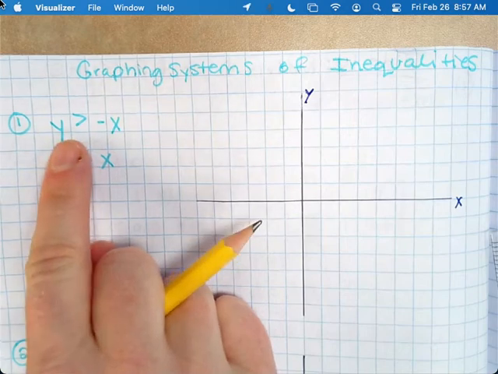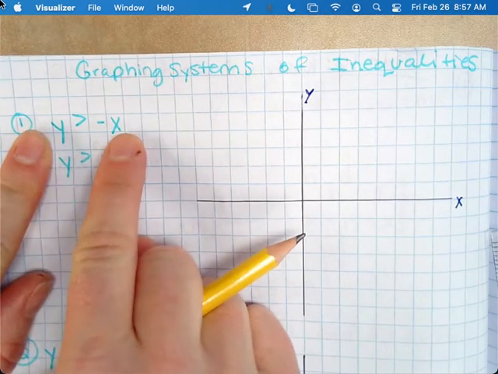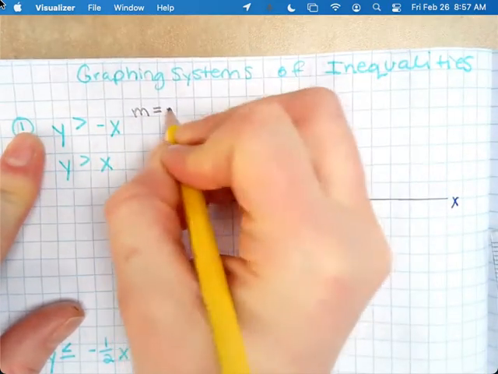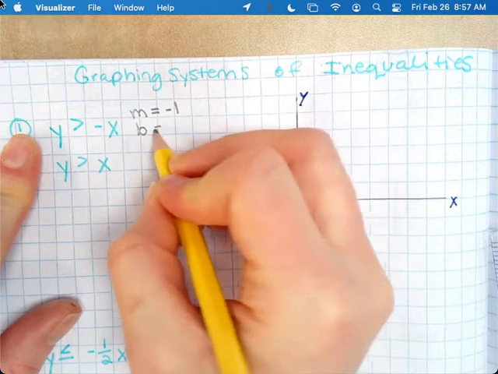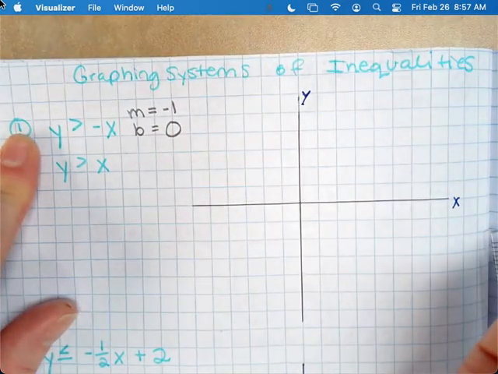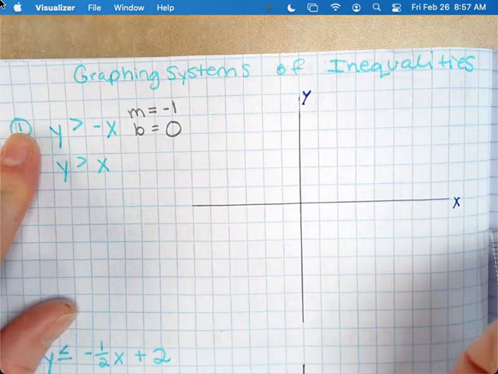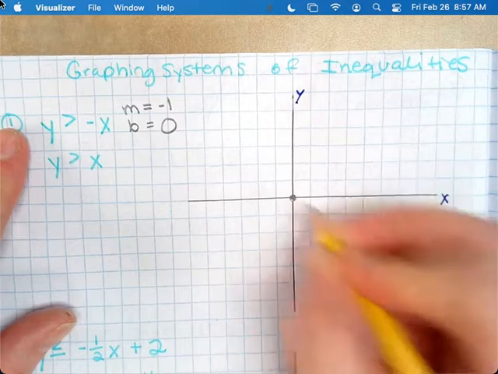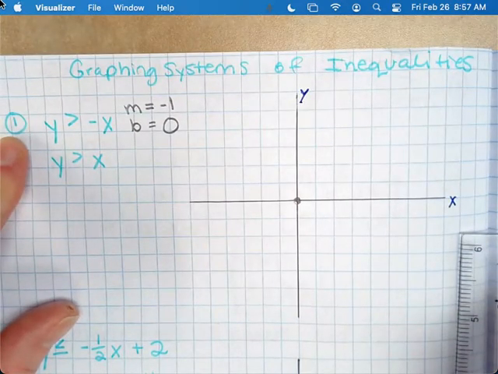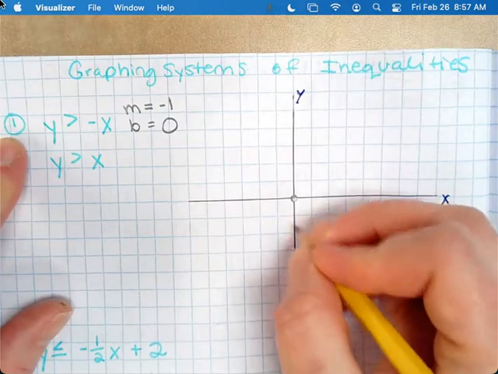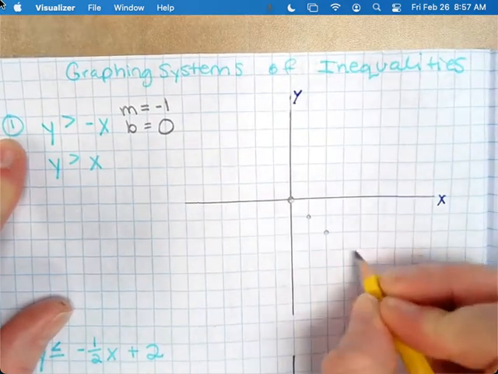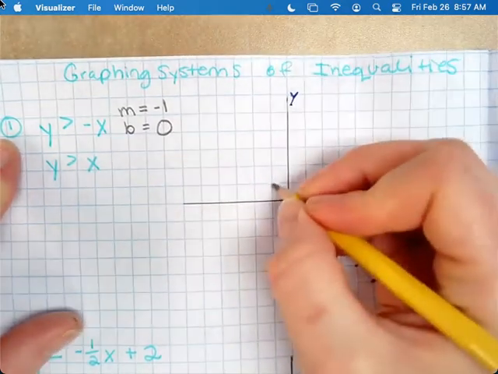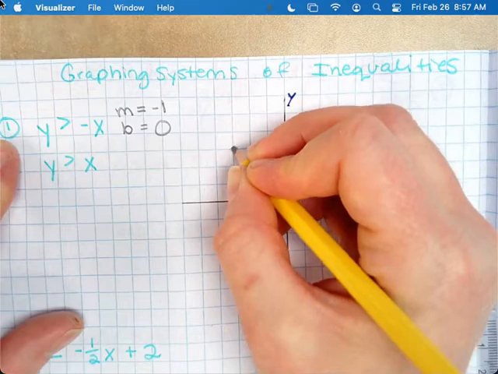So this is the first inequality. Y is greater than negative x. So we are going to graph this. The slope would be -1, and the y-intercept would be 0, right? So we're going to use that information to graph. We always graph our y-intercept first, so we'll put a dot on 0. And then go down 1/1. And go ahead and fill up the whole graph. Down 1/1 and then up 1, left 1.